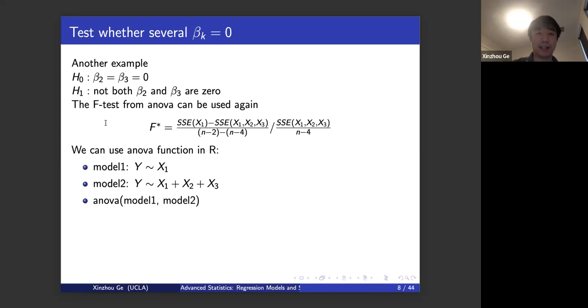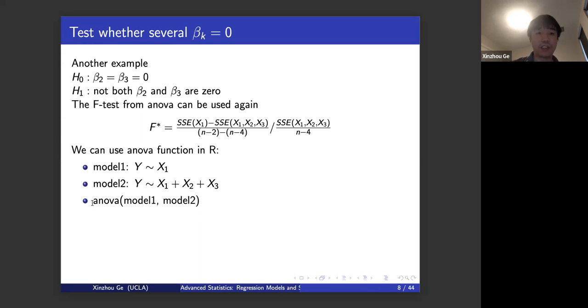And here in this F test, we are comparing 2 models. One model only using x1, and one model using all of x1, x2, and x3. So if the model with all 3 predictors has improvement compared to the previous model, then we say that at least one of beta 2 or beta 3 is not equal to 0. So this may be too abstract here, but I will let you know how we can use ANOVA to do this.